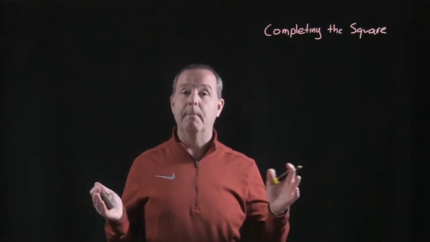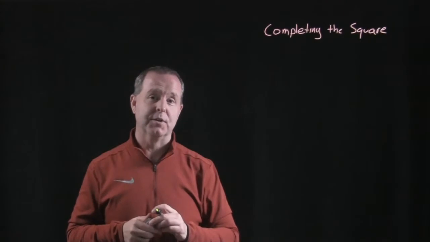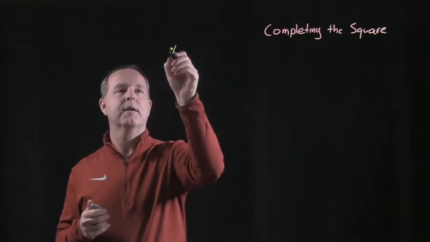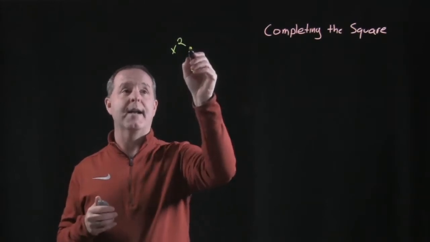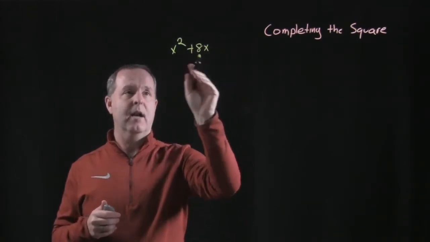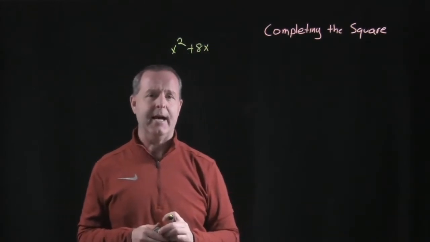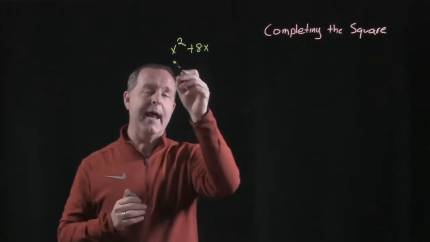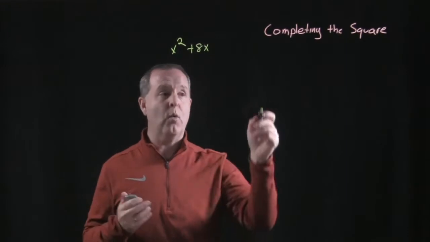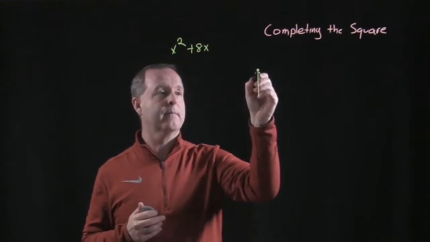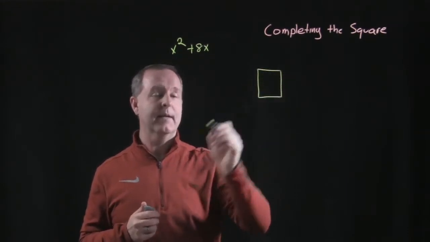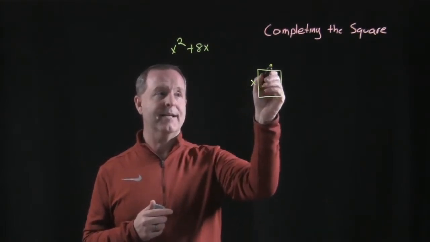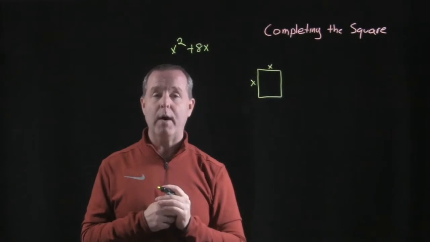I don't know, but I know I like starting off with pictures. So let me draw a picture for you. Imagine that we are starting off with the start of a quadratic. I'm going to call this one x squared plus 8x. Well, what does that mean? Let's draw a picture first. x squared is basically a square. And what's the dimension of the sides? Well, it's an x by x, and that's an x squared.